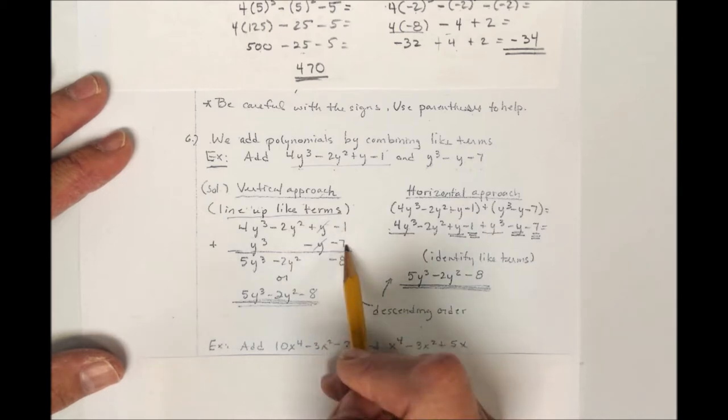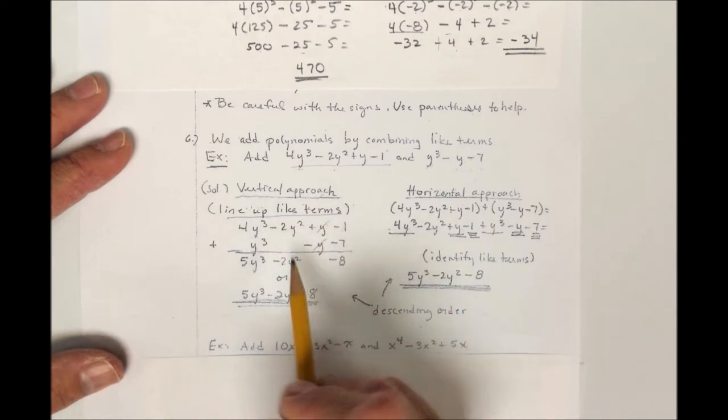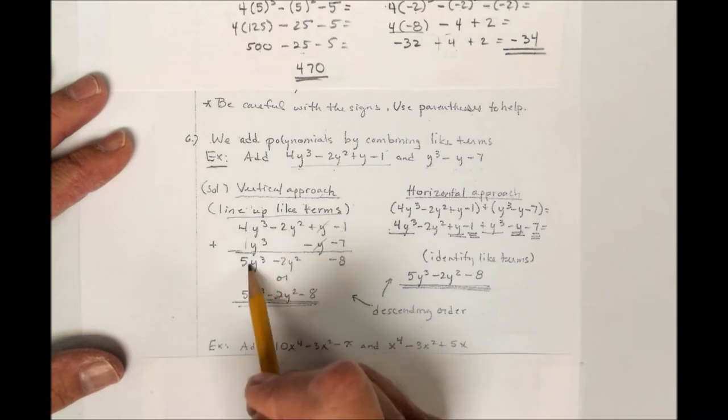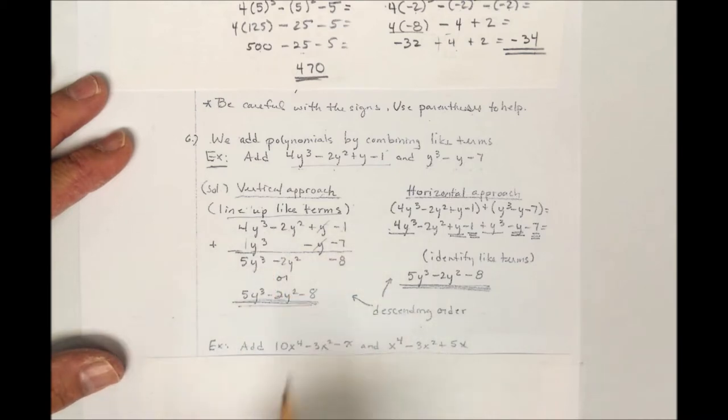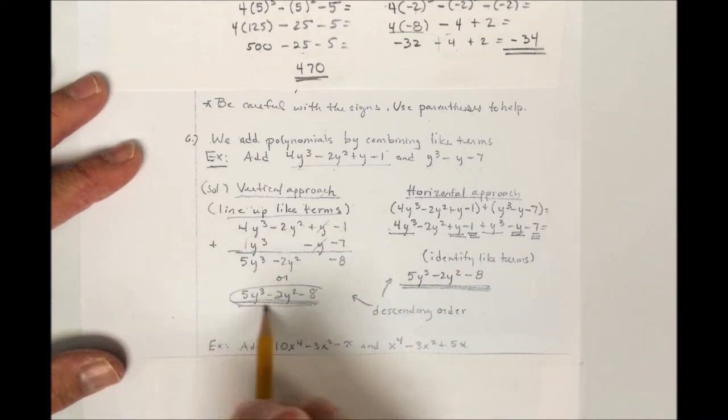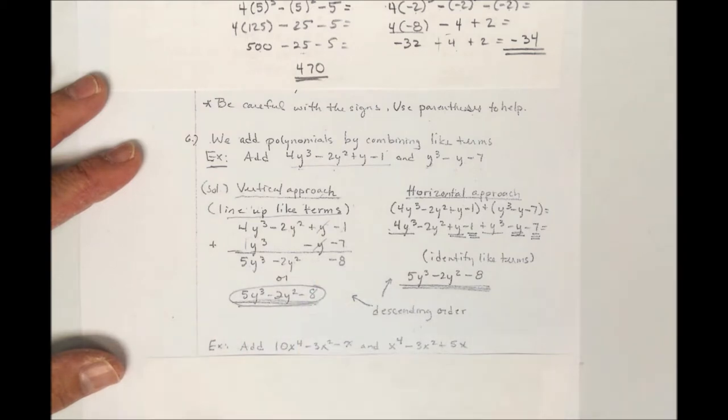Negative 1, negative 7 is negative 8. Negative 2y, and then this is like a 1.5y to the third, negative 2y squared, excuse me. So I can write my answer out, and I don't have that y term there.